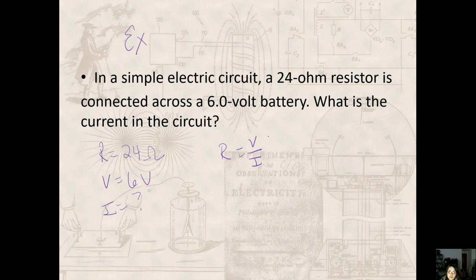We know that resistance is equal to V over I. This is in the reference table. And if we solve for current, we multiply by I on both sides. So then IR is equal to V. Divide that by resistance, and we get V over R is equal to I.